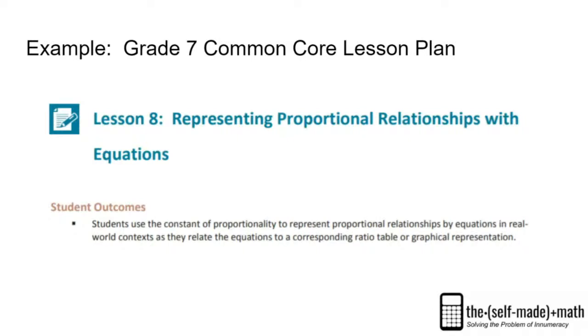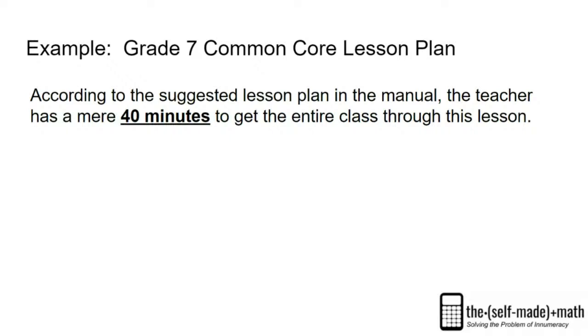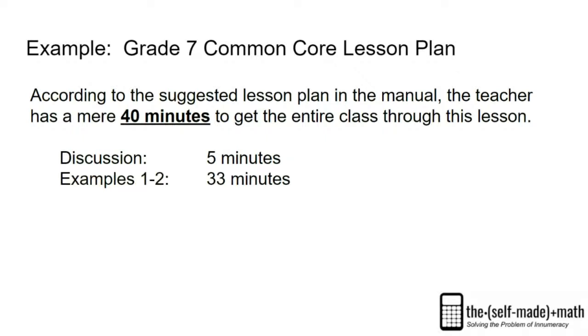Guess how long they have to do it? According to the suggested lesson plan in the manual, the teacher has a mere 40 minutes to get the entire class through that lesson and accomplish that objective. The manual is also kind enough to break it out for us. We have 5 minutes for discussion. We have 33 minutes, not 31, not 34. Don't you dare go over 33 minutes to complete examples 1 and 2. And then we'll wrap it up with a closing that lasts for 2 minutes.